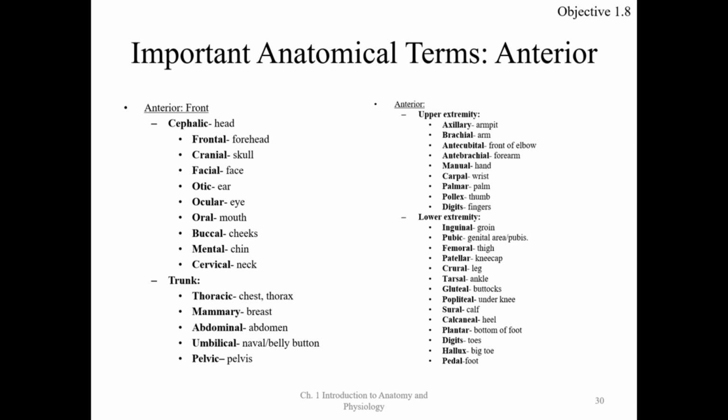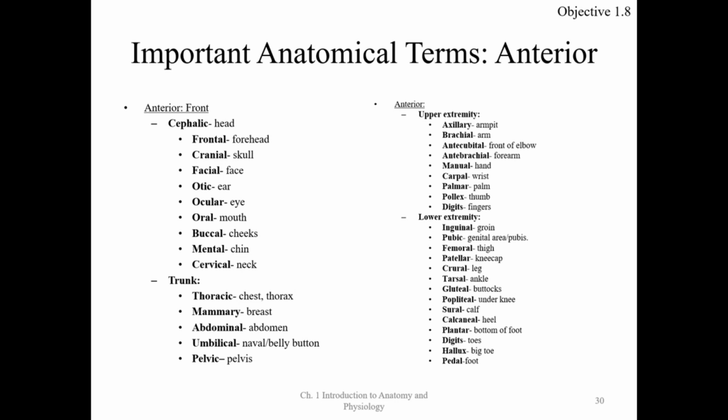All right, now here are some words I want you guys to know. Cephalic is head. We have frontal, forehead; cranial, skull; facial, face; otic, ear; ocular, eye; oral, mouth; buccal, the cheeks on the face; mental, your chin, think about when you put your hand on your chin to think; cervical, neck. Now this deals with our neck, not the female reproductive system cervical, the cervix. Trunk: thoracic, chest or thorax; mammary, breast; abdominal, the abdomen; umbilical, the navel or belly button; pelvic, that's your pelvis, pretty easy.